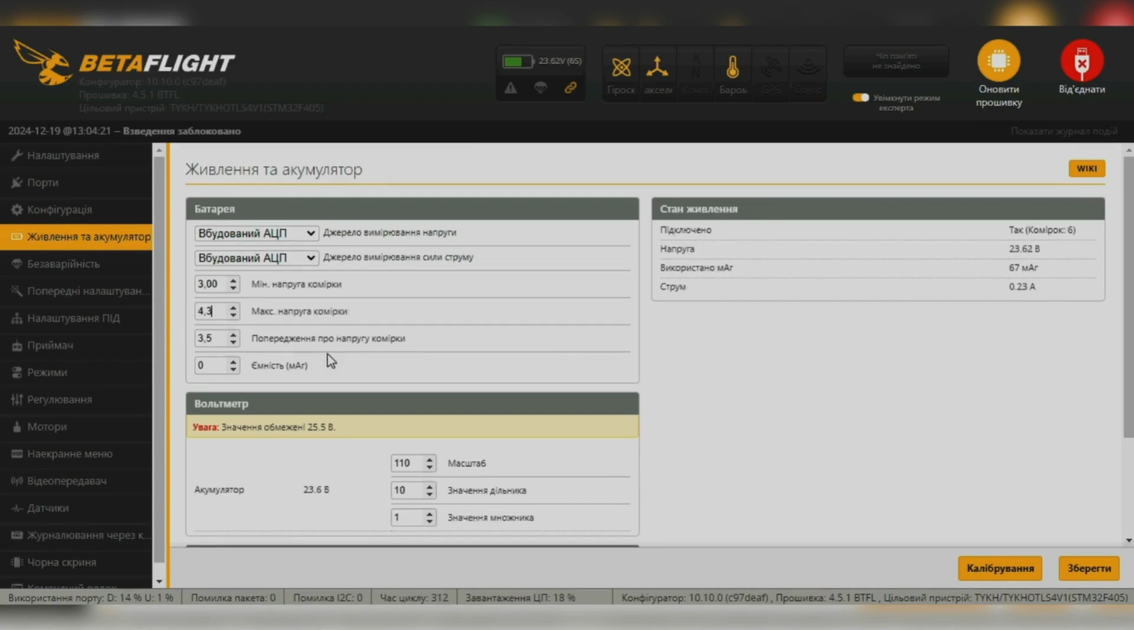The maximum cell voltage for a lithium-ion battery should be set to 4.2 volts. Overcharging a lithium-ion battery is also undesirable, as it can degrade the battery or even cause damage. Another important parameter is the cell voltage warning. If the voltage of an individual cell drops below 3.5 volts, a warning will appear on the receiver screen.